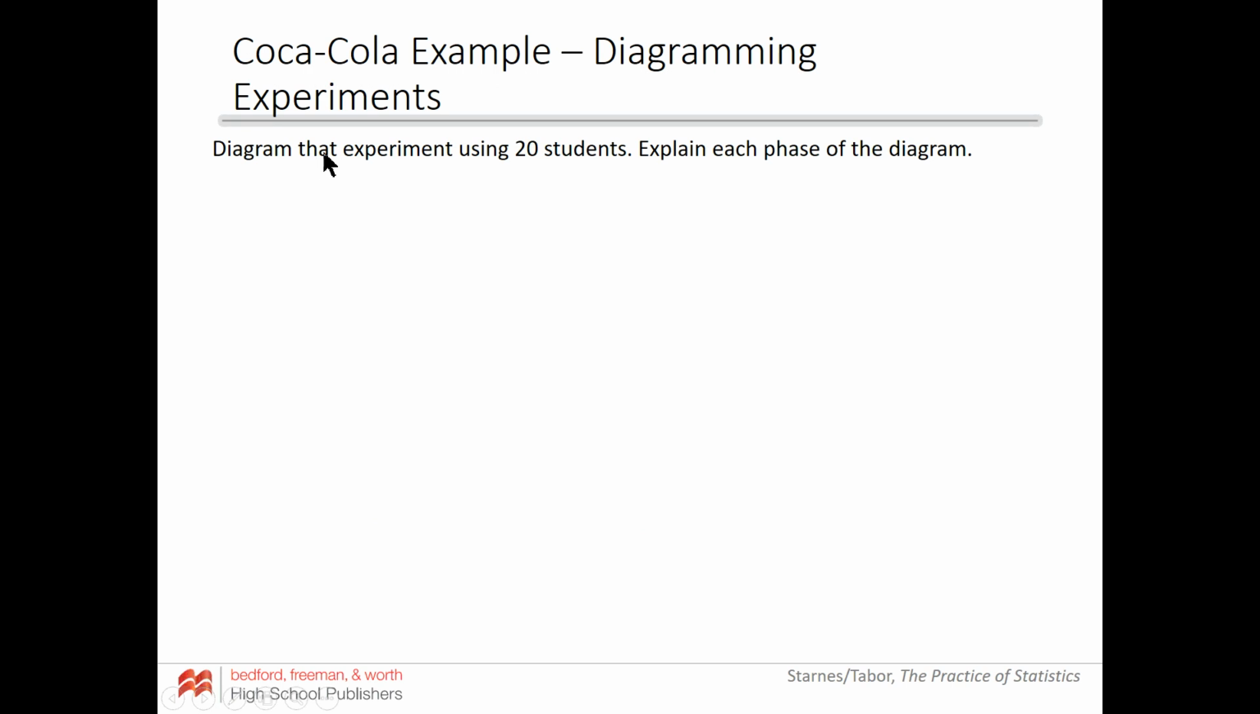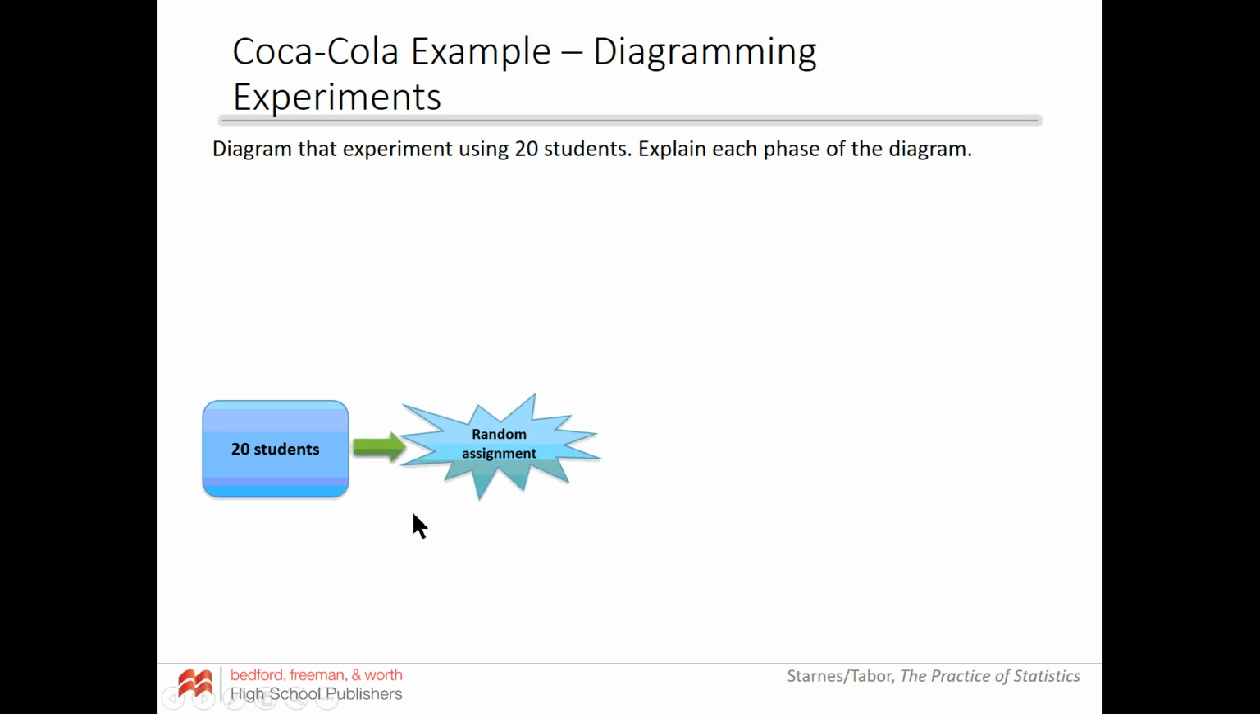Okay, so we're going to go back and we're going to diagram 2 experiments. So the Coca-Cola example. So diagram that experiment using 20 students. Explain each phase of the diagram. Ready? So we are starting with 20 students. We're going to take those 20 students and we're going to randomly assign them to treatment groups. But how are we going to do that? This is the biggest part of the explanation.